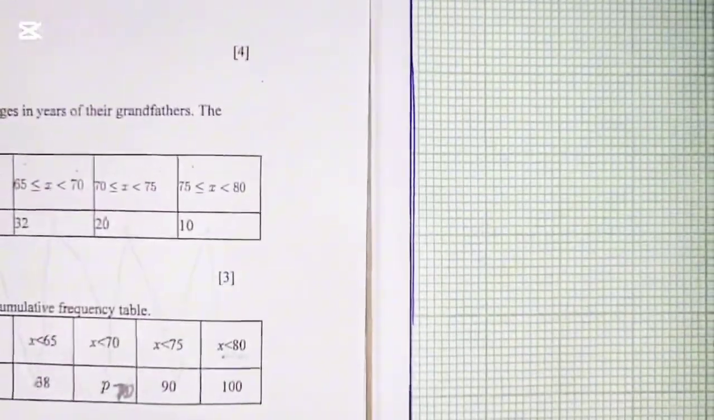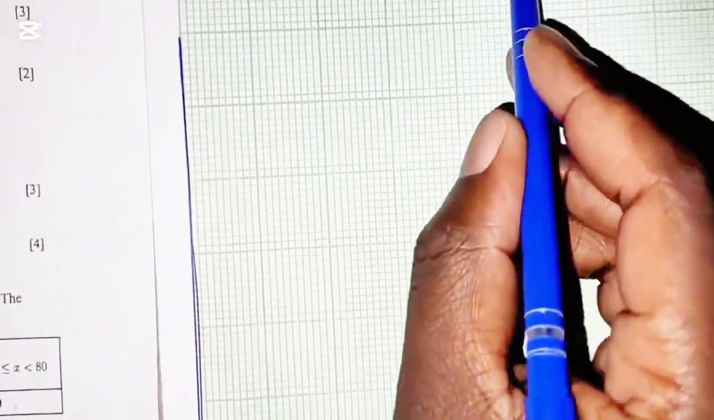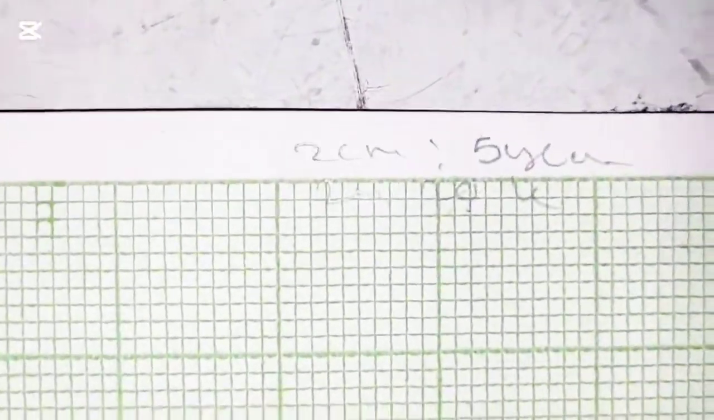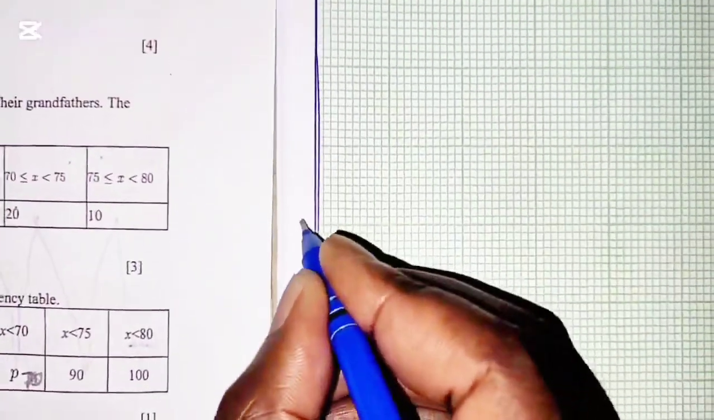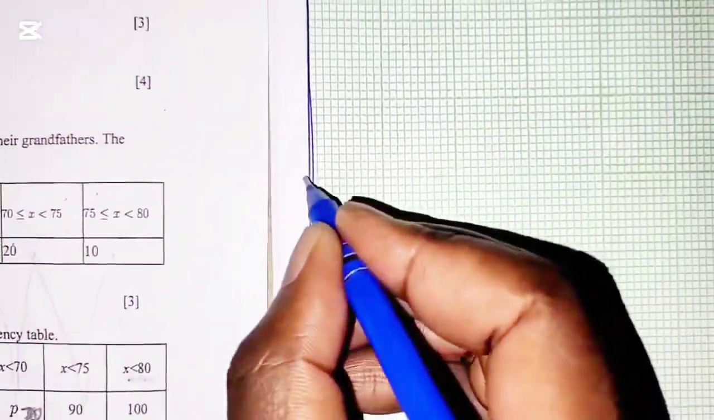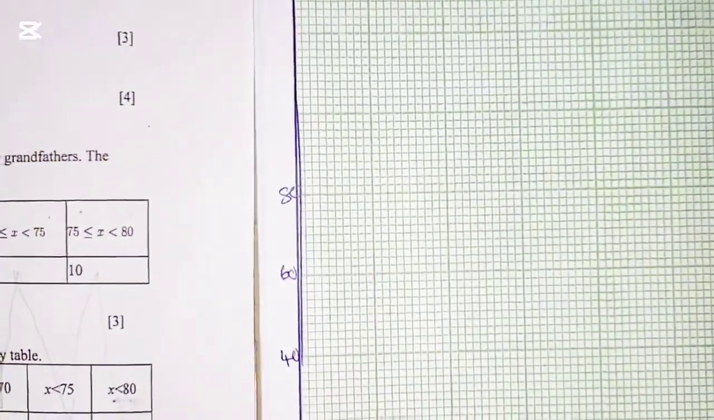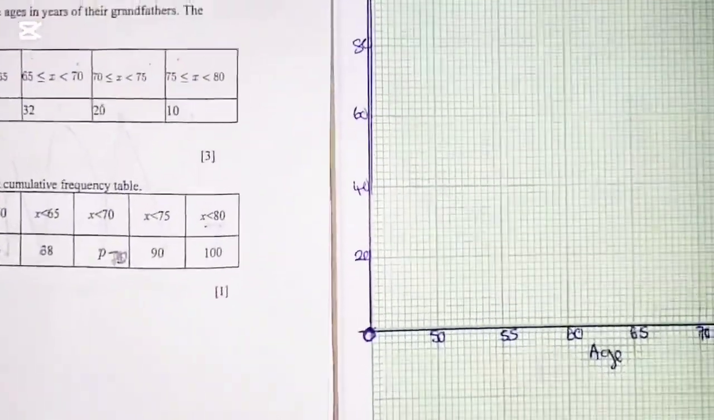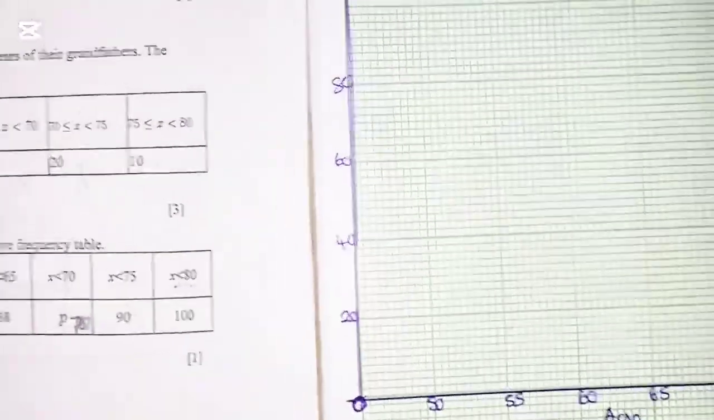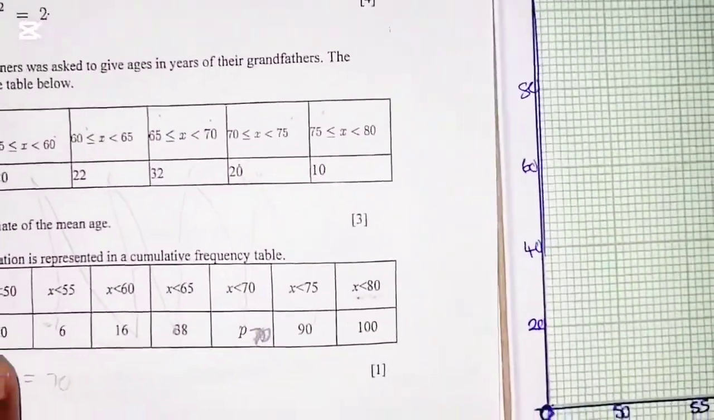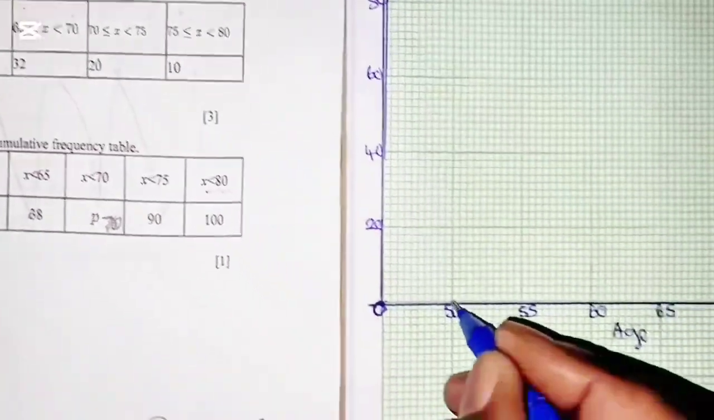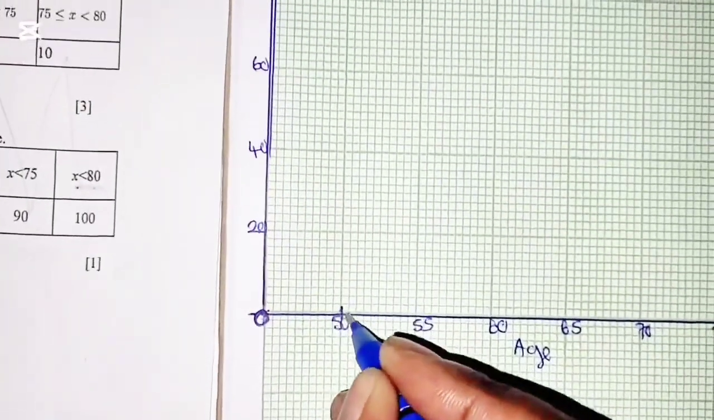Then the other one, we are going to move with 20. 2 centimeters represents 20. So it's now 20, 40, 60, and 80. Okay, so we are going to use this table, not this one, this table. So 50 and 0, 50 and 0, it's right here.